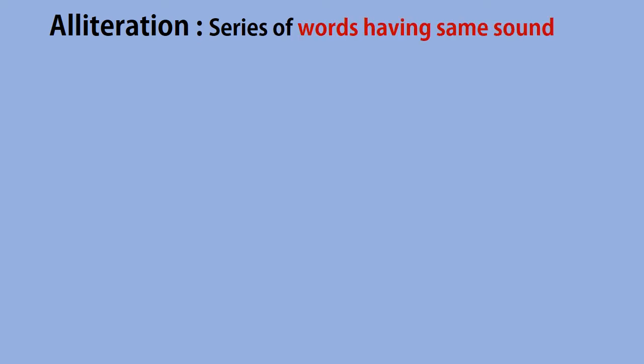The first figure of speech that we are going to take up today is alliteration, in which a series of words having the same sound are used in the same sentence. Remember, it is the sound being repeated and not the letter. Many a times you get confused. Remember, it is the sound, the syllable sound.